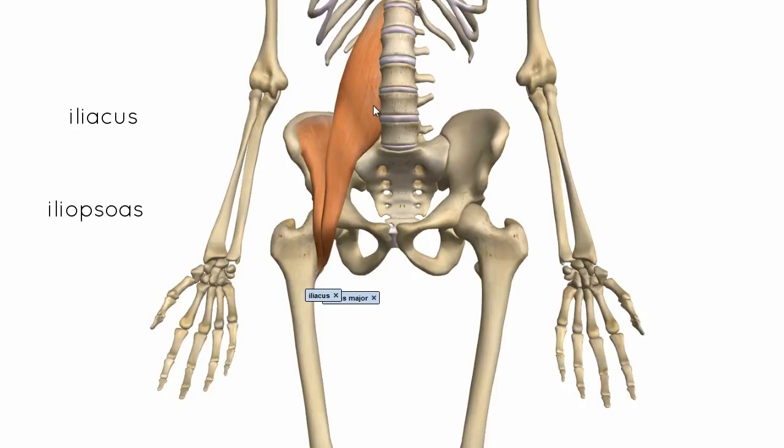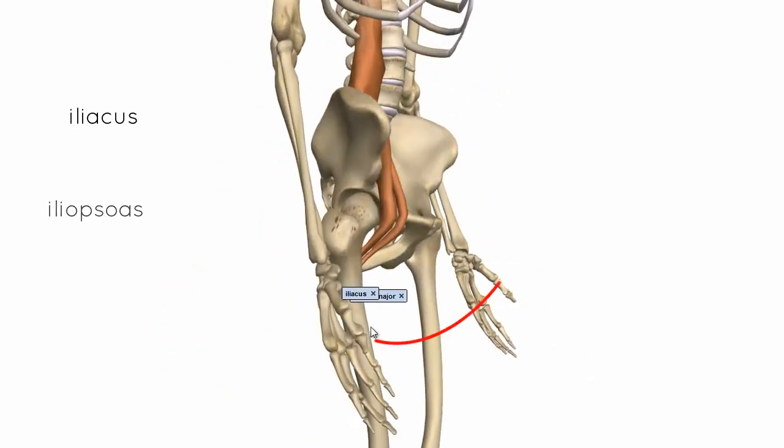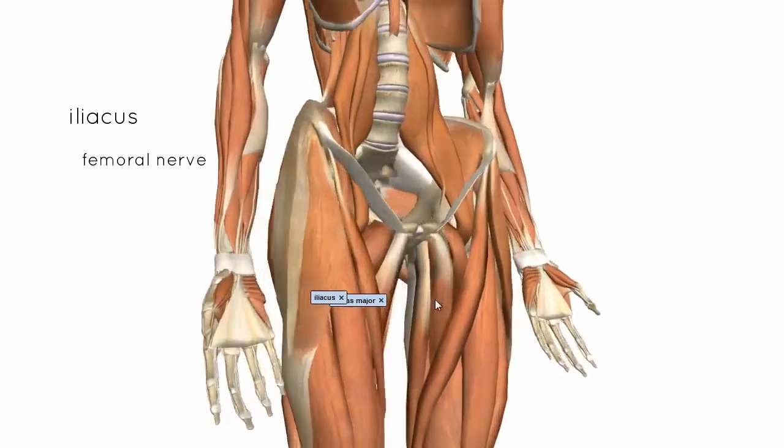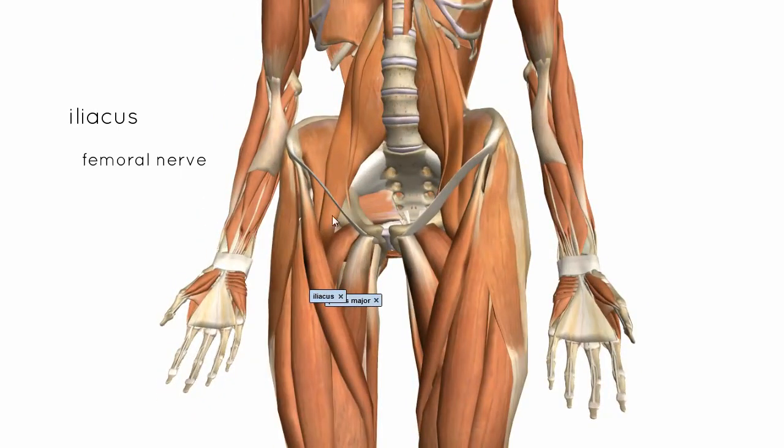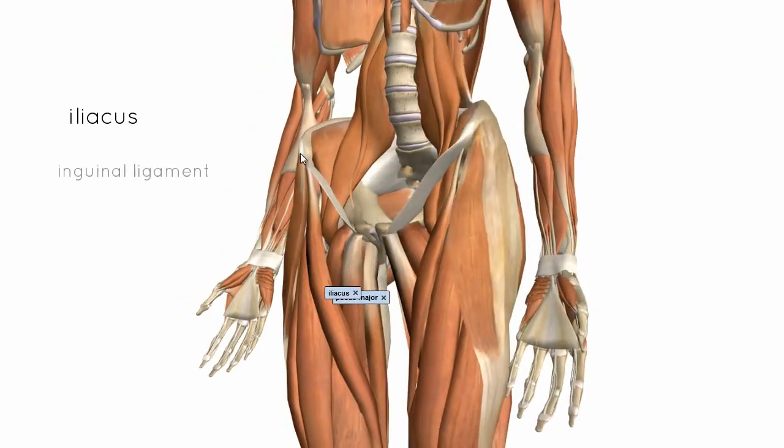This serves the same function as the psoas major muscle, so it flexes the thigh at the hip joint, and it's innervated by the femoral nerve. You can see how both the distal ends of the iliacus and psoas major pass underneath this ligament, the inguinal ligament, to insert onto the lesser trochanter of the femur.